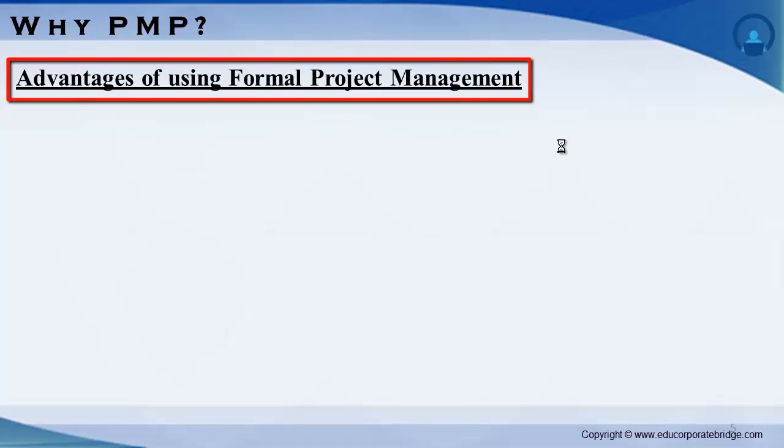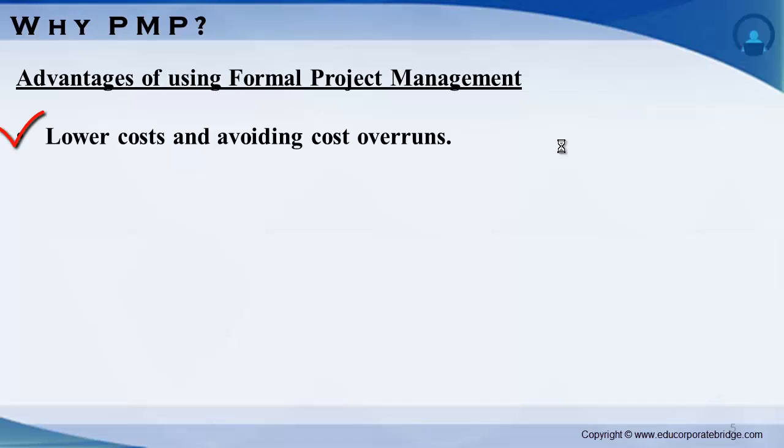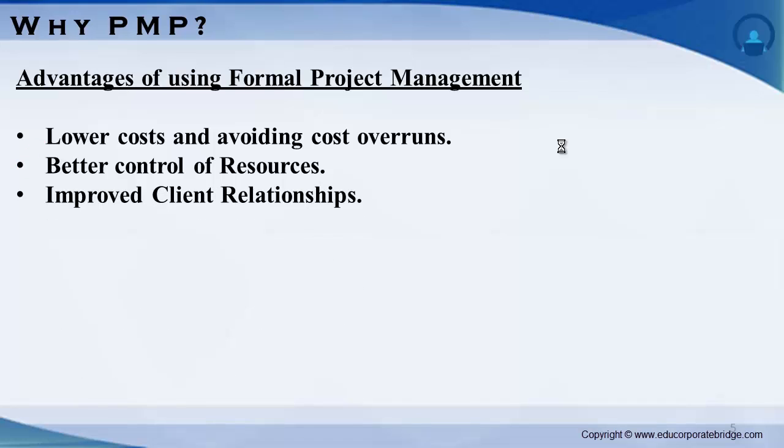Now, what are the advantages of using formal project management? Considering the challenges outlined before, project management was formally accepted as a profession with a set of processes and tools. A lot of organizations have benefited from the advantages of using formal project management. Efficient project management results in lower costs and avoids cost overruns. It allows for better control of resources and shorter development time, which ultimately improves the relationship with the client.